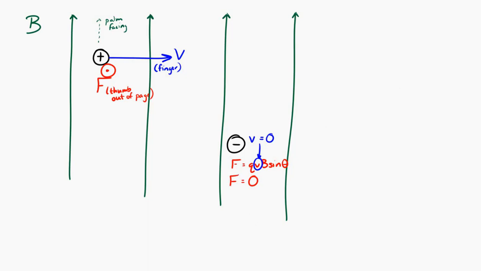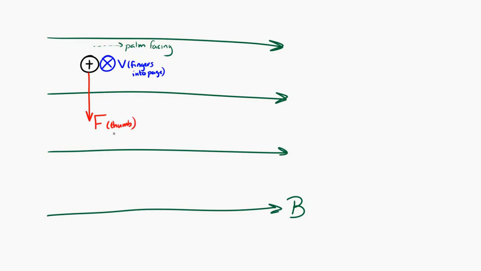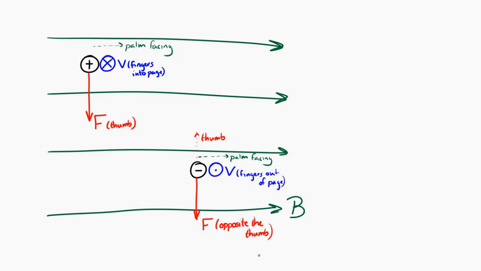All right, now let's get a magnetic field pointed to the right, and a positive charge that's traveling into the page. Point your fingers in the direction of the velocity, into the page. Orient your palm so that the magnetic field is coming out of your palm. Then the force is toward the bottom of the page. And if we have a negative charge with a velocity coming out of the page, orient your fingers so they're coming out of the page, and orient your palm so that it's facing to the right. Your thumb points towards the top of the page, but this is a negative charge, so the force is in the opposite direction, toward the bottom of the page.